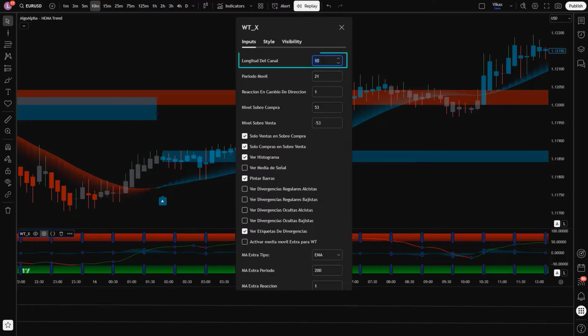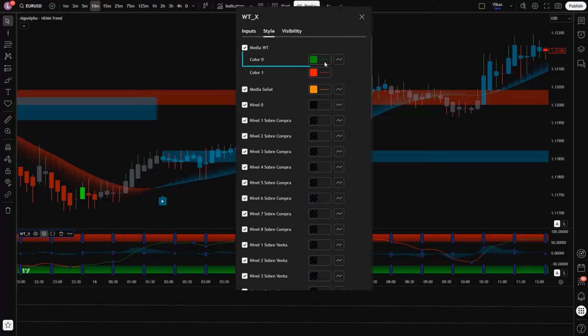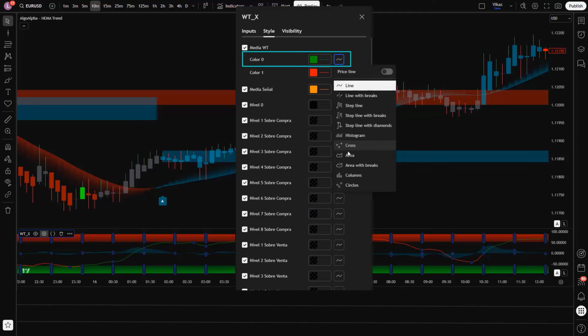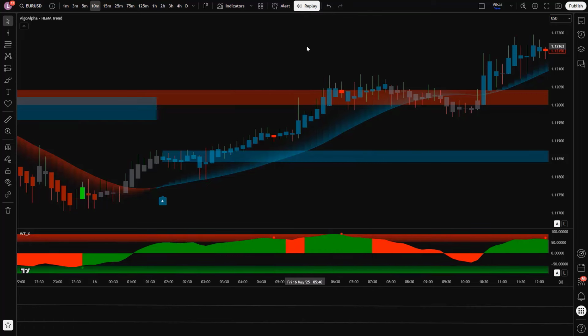We have to change the Longitude Del Canal option from 10 to 12. Change the Periodo Móvil option from 21 to 12. Change the Reaction option from 1 to 3. Change the MA Extra Tipo option from EMA to ZEMA. Change the Media WT Colo 0 option from line to area. We need to hide these options. Now our setup is ready.